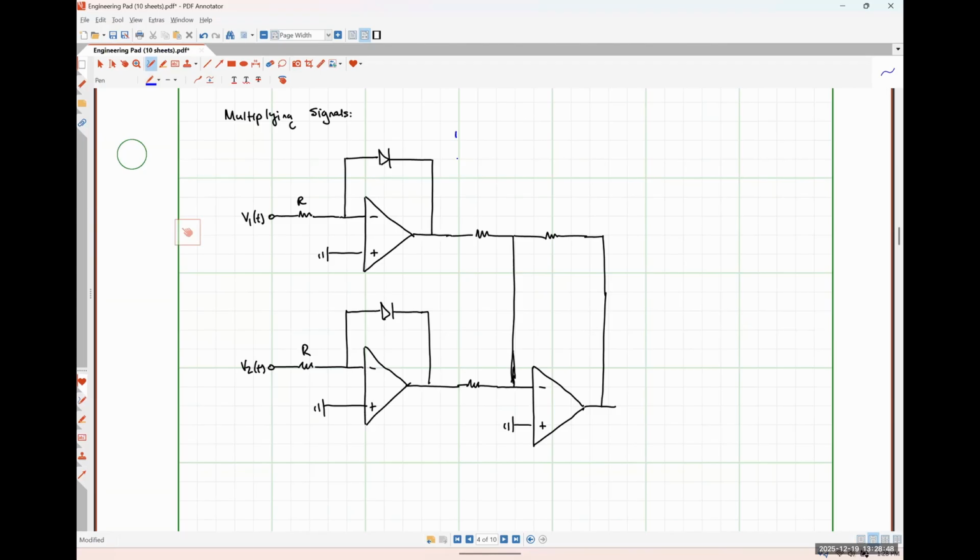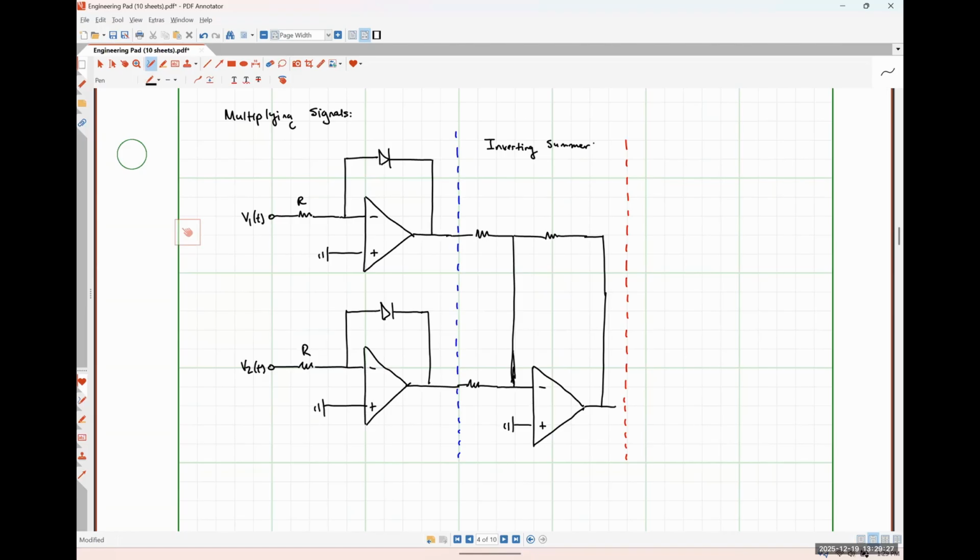Let me just put a dashed blue line here. And then I'm going to put a dashed red line over here. So between these two lines is where the addition is taking place. So this is our inverting summer. Over here to the left was our logarithmic amplifiers, obviously.